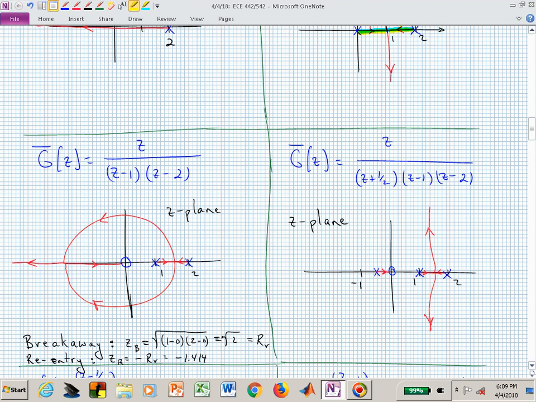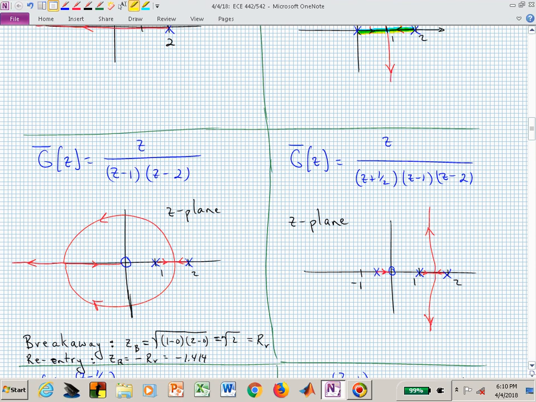I would have a piece to the right of 2, a piece between 1 and 2, a piece between 0 and 1, a piece between minus 1/2 and 0, and another piece to the left of minus 1/2. Did I count 5 pieces? So I have 5 line segments: 1, 2, 3, 4, 5. And now I could ask you, which of those 5 line segments belong to the root locus?